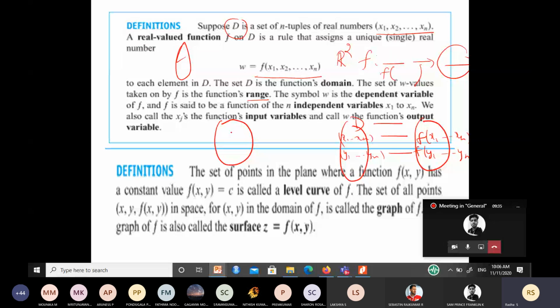Suppose there is a function taking 1, 2, 3 to 4, 5, 6, and 7 is also there. Then these three elements 4, 5, 6 are called the range, and 4, 5, 6, 7 is called the codomain. It is not necessary that codomain and range should be the same. The domain here is 1, 2, 3. As per your syllabus, we are interested only in two variables, not more than that. In the general definition it is n variables, but we are interested only in two variables.